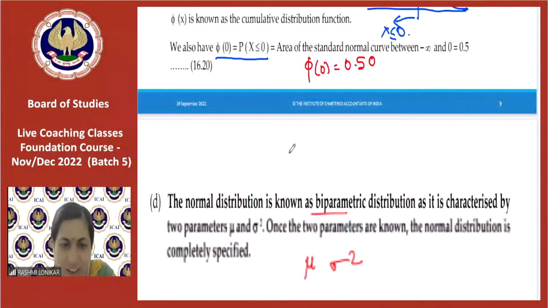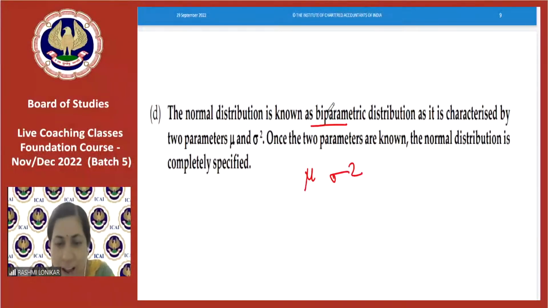Okay, now we are talking about normal distribution, and you know that it is a biparametric distribution. Why? Because here you can see that it can be described by mu and sigma square.